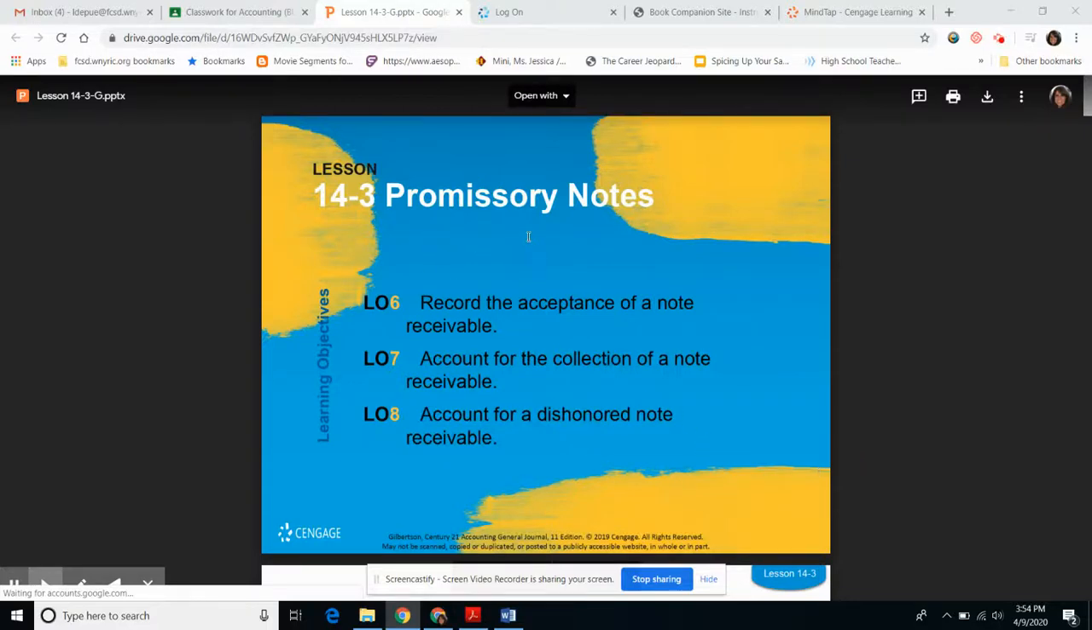So this is the last section of Chapter 14, which deals with promissory notes. We're going to learn to record the acceptance of a notes receivable, account for the collection of the notes receivable, and account for a dishonored note receivable.